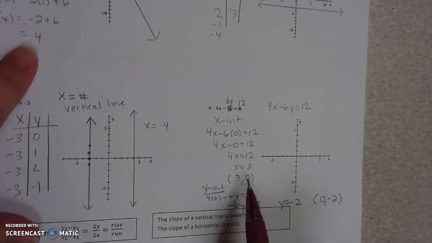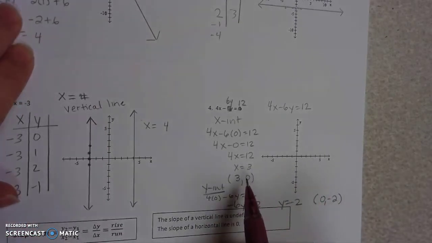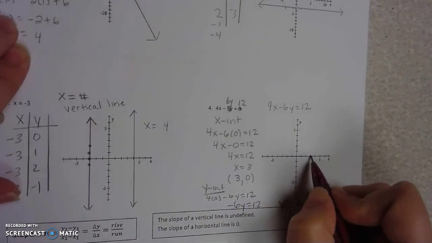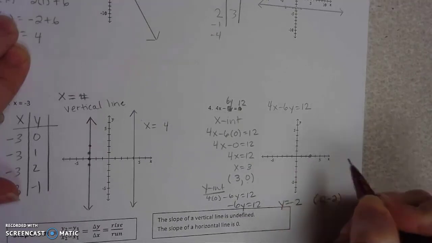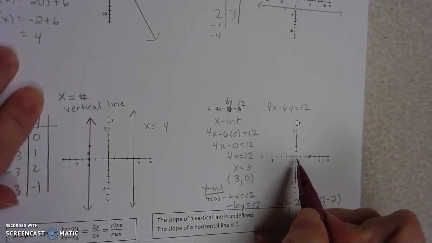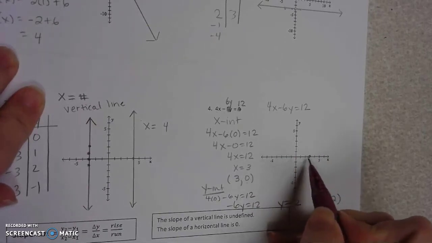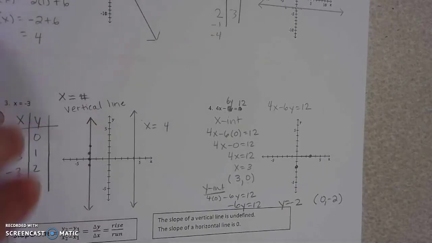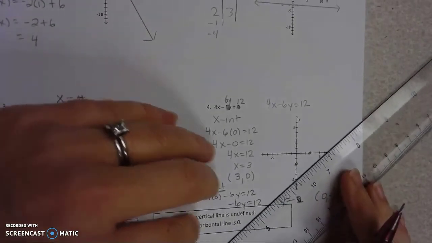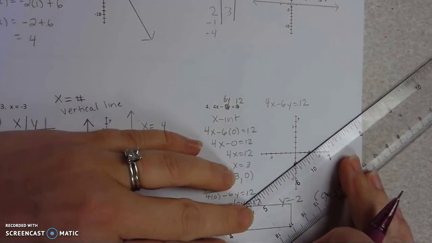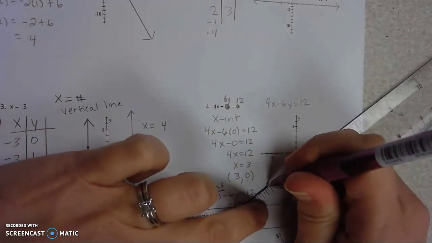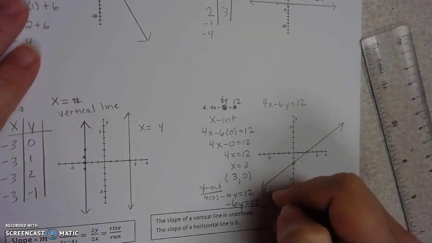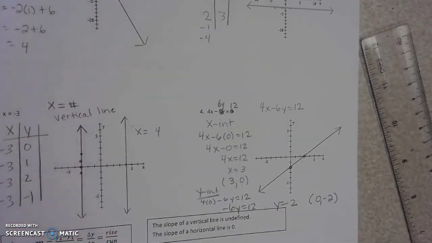Alright, so now what I'm going to do is plot my two intercepts. This is the x-intercept. It should be on the x-axis. So from the origin, I'm going to go right 3 and up or down none. And then back from the origin, I'm going to go right or left none, but down 2. Then I should be able to connect these 2 points. Make sure you go all the way through them and put arrows on each end. This tells me that this continues on in both directions.